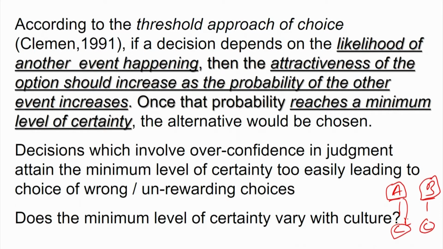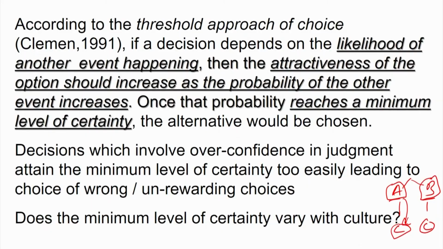Now, the more certain the manufacturer of A becomes about the fact that they are providing C free, product A will be chosen more over product B, because product B is not offering C. So, if you buying a washing machine depends on whether C comes free with it or not, and as C becomes more and more certain, you start buying product A more and more, and that is what is called the threshold approach to choice.